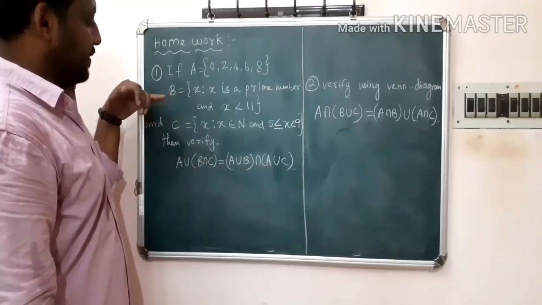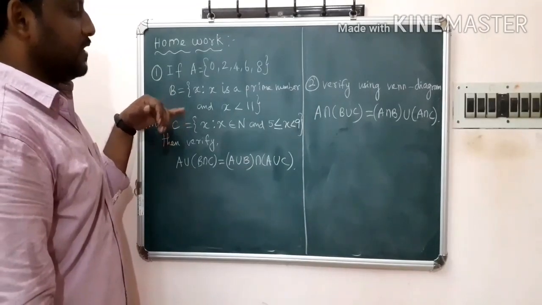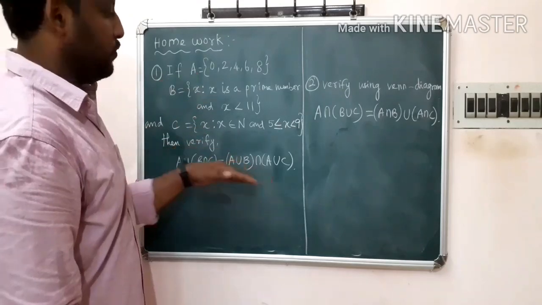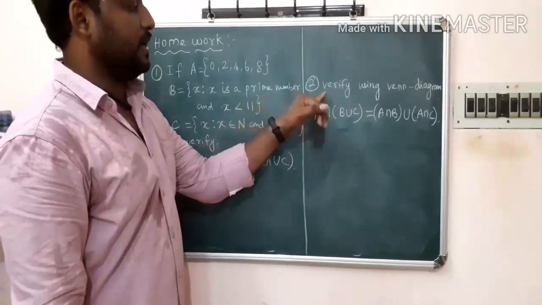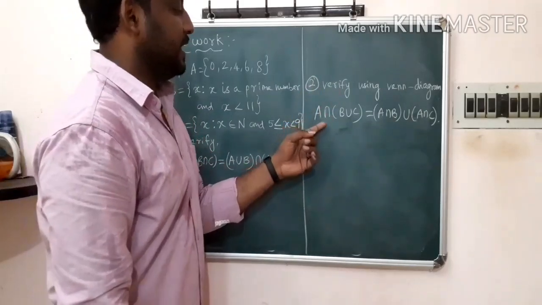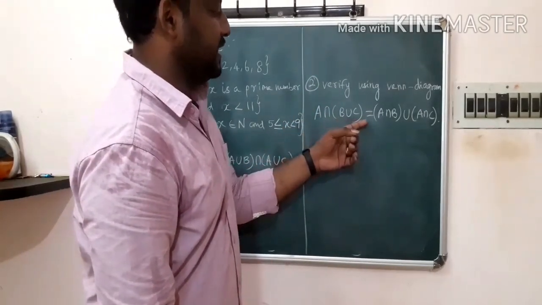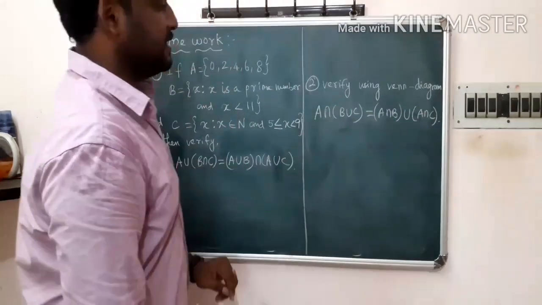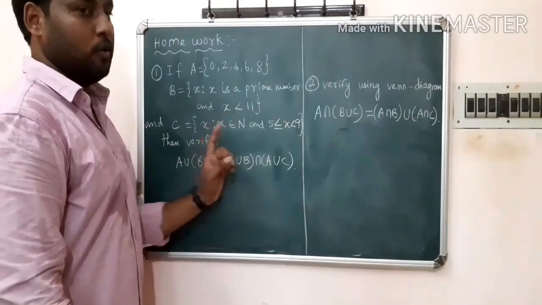In the first question, sets B and C are in set builder form. You have to convert them into roster form, and only then prove this condition. And the second one: verify using a Venn diagram. You have to draw a Venn diagram like the second question, A intersection B union C is equal to A intersection B union A intersection C. So these two sums are homework for you.